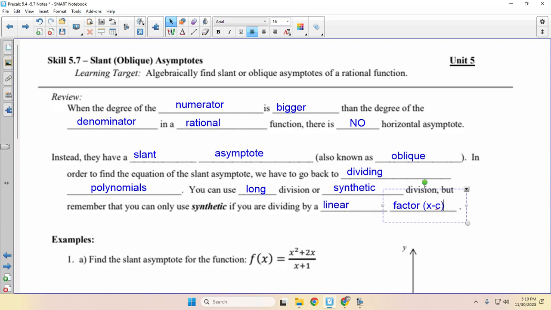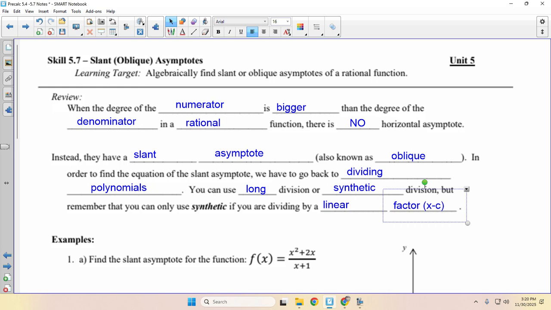Happy Friday. We're going to talk about slant or oblique asymptotes. Our learning target is to find slant or oblique asymptotes of a rational function. We spent the first few sections in this unit going over vertical asymptotes, horizontal asymptotes, and now we have a slant asymptote. Okay, so let's do a little review.